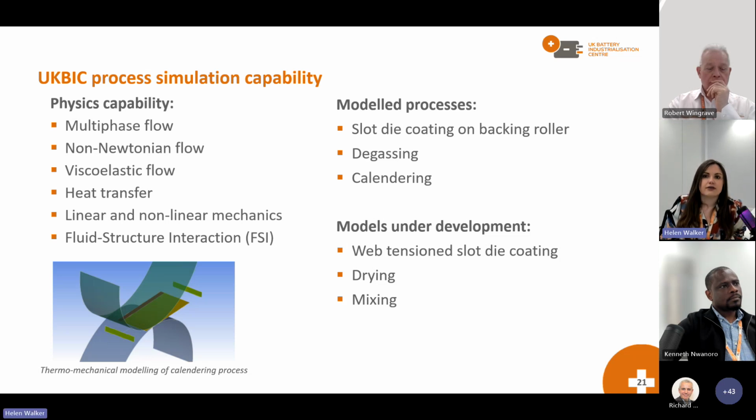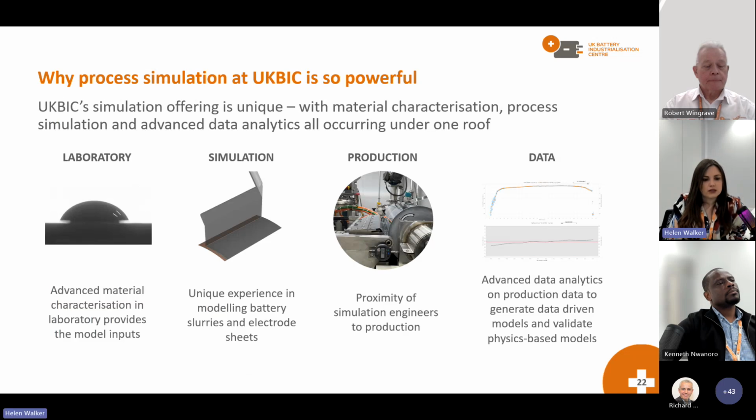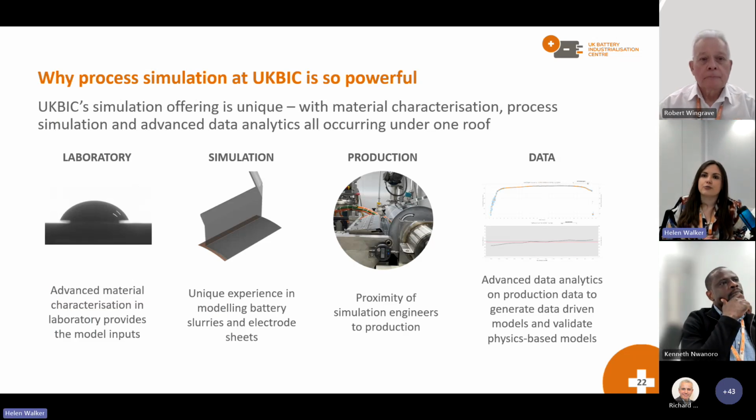In battery manufacture, there are some quite weird and wonderful materials that you deal with. So being able to model the slurries that we deal with, we need the physics capability. We need to model multi-phase, non-Newtonian viscoelastic flow. We also can model linear and non-linear mechanics, and we can couple those two things together and produce fluid structure interaction models. And then if it's appropriate, we can also add an element of heat transfer into our models too. So at UKBIC, process simulation is very powerful because we have these 4 strands in one place.